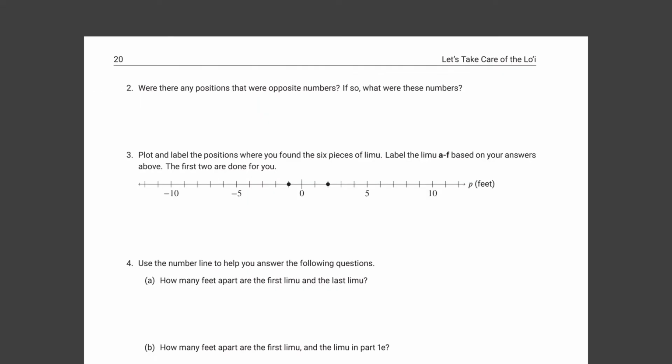In Part 2, we ask about finding opposite numbers among the answers in Part 1. In this video, we'll skip this part and move on to Part 3. In Part 3, we will put the values we found in Part 1 on a number line. Please pause the video and plot the numbers from Part 1 onto a number line.